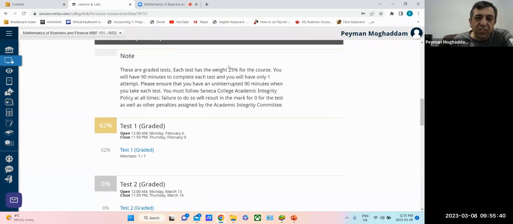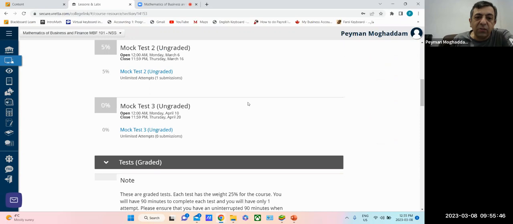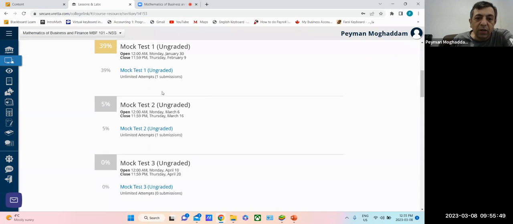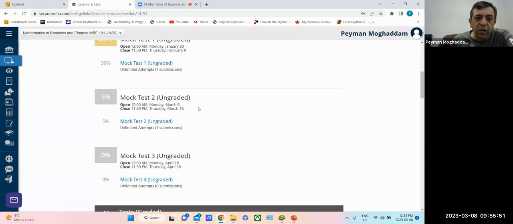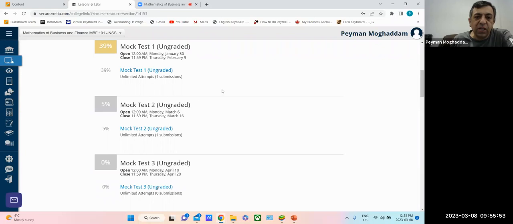The same structure as the other test. 90 minutes, 25% waiting time. You have only 1 attempt. Before that, you can do mock test 2. Mock test 2 is very similar to test 2, but it is not graded. So you can try it many times and then do it.